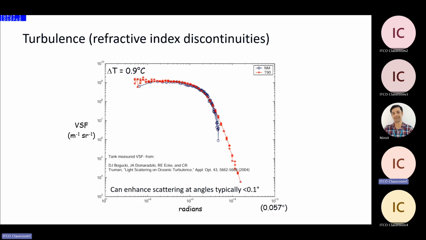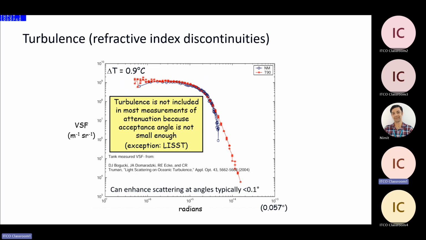So turbulence, I just showed one plot on turbulence. There's been some work looking at scattering by turbulence, and again, these are refractive index discontinuities. So you can look at different temperature differences. This one is 0.9 degrees, but you can have small and large temperature differences. Derek Bogutsky developed a device to look at this, and you do get scattering. But you can see this is out to 0.057 degrees, so it's very focused in the very forward direction.